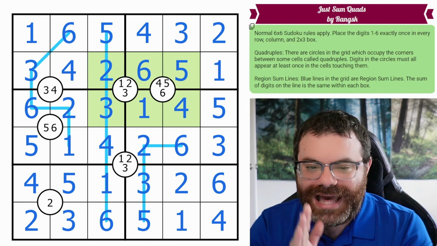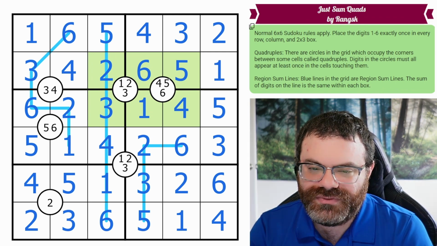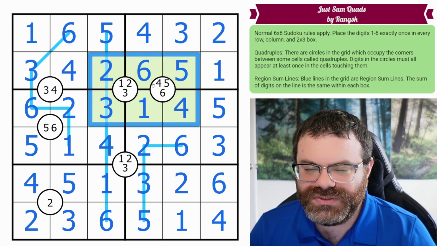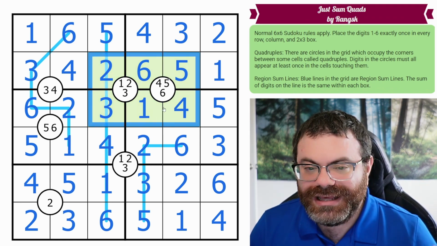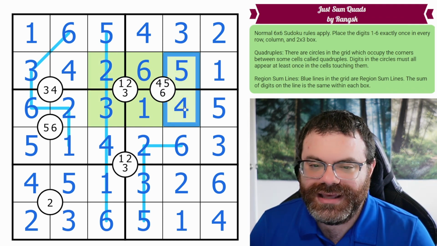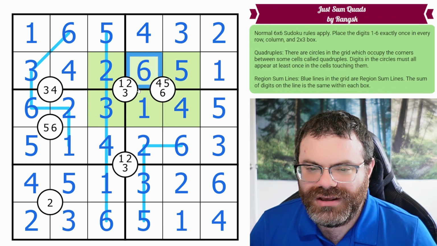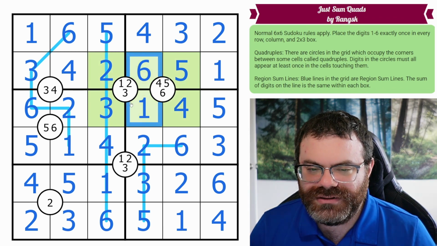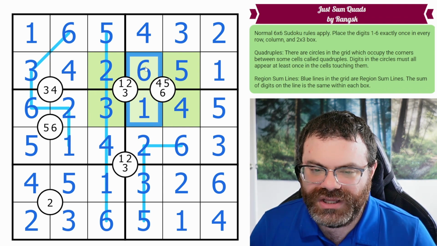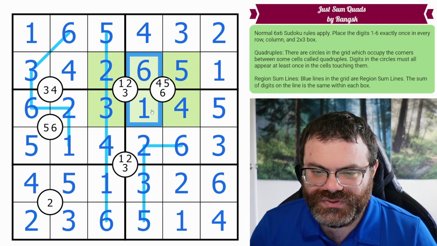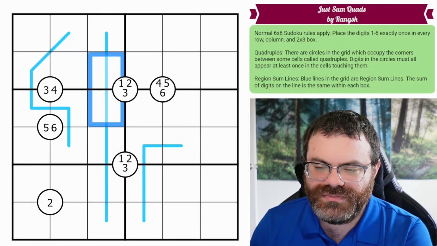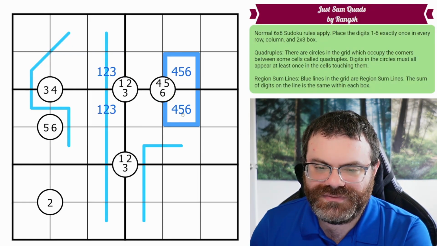We need exactly 1 of each of 1, 2, 3, and exactly 1 of each of 4, 5, 6, or the quads will conflict with each other. Additionally, you're going to end up with 2 of the 1, 2, 3s over here and 2 of the 4, 5, 6s over here, because these 2 need to be shared among the 2 quads. We end up with 1 of 1, 2, 3 and 1 of 4, 5, 6 in these 2. So right from the start, if I hit restart, you can put 1, 2, 3 here. You can put 4, 5, 6 here.